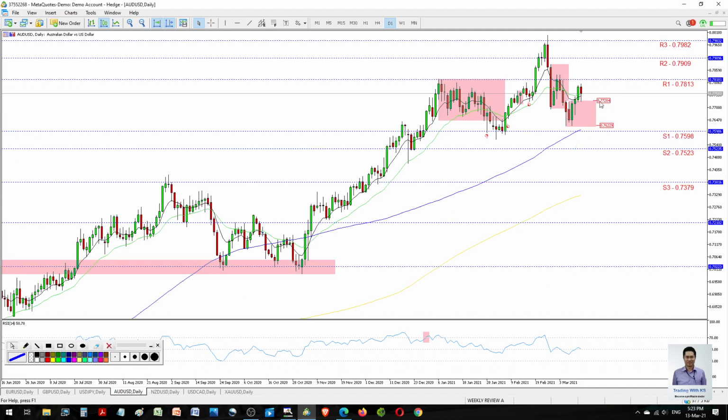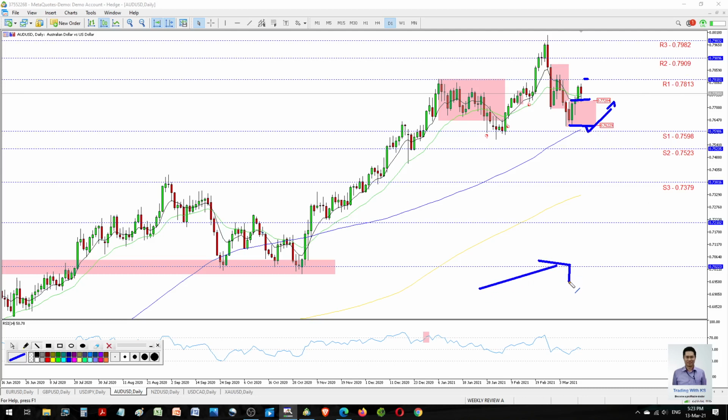So AUD, you see I highlighted these two areas, 0.7728 and 0.762922. So these two areas: a break above indicates that it would go and retest the 0.7813 area. A break below, we want to wait for a rebound in order to buy.